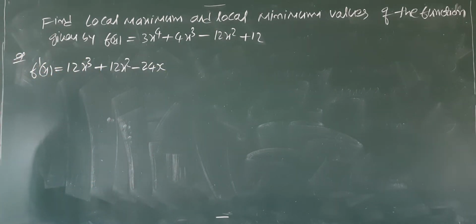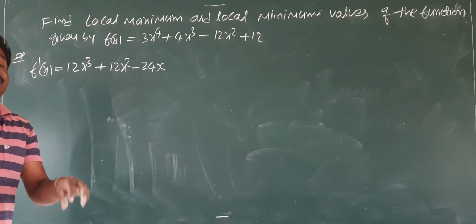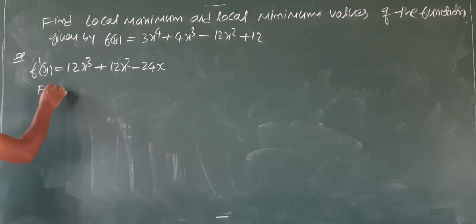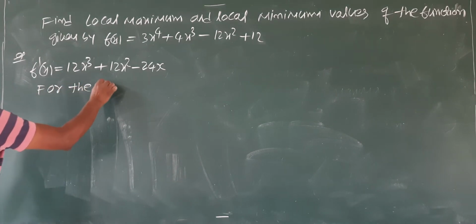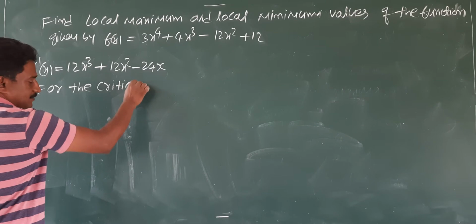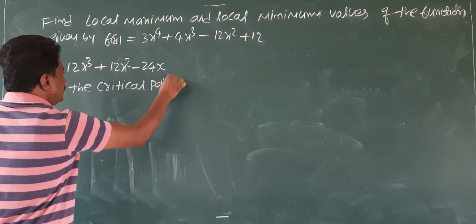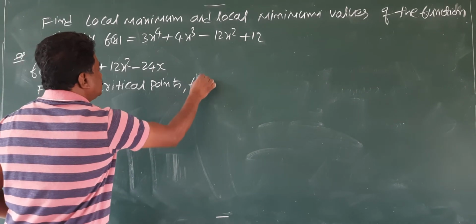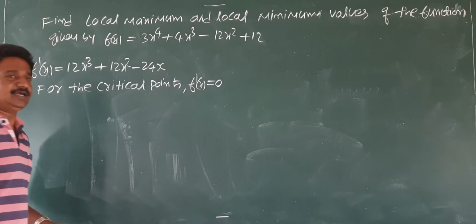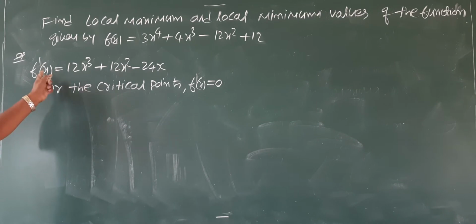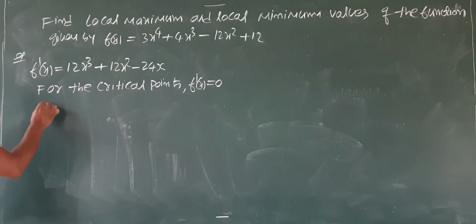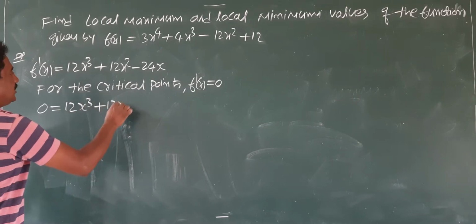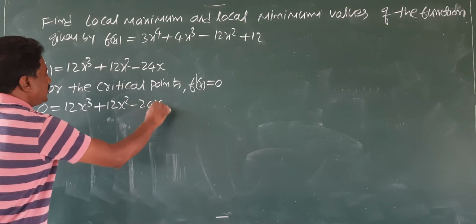Now let's go for finding critical points. Let us find critical points. So for the critical points, you make f dash x as 0. Put f dash x equals 0. So to get the critical points, you put f dash x equals 0. 12x cube plus 12x square minus 24x equals 0.